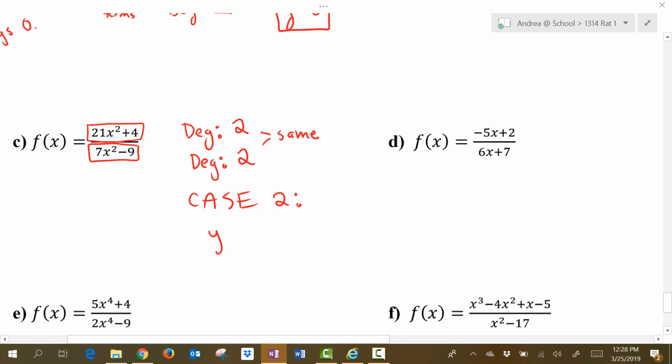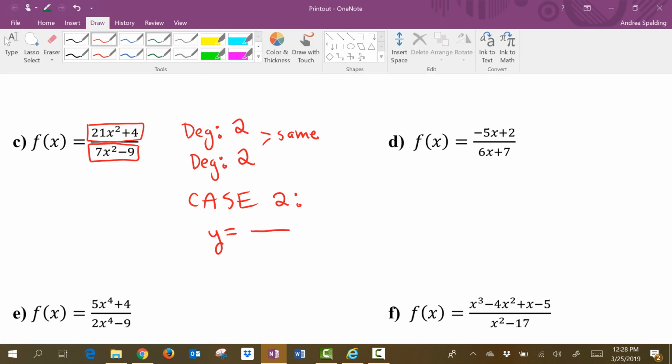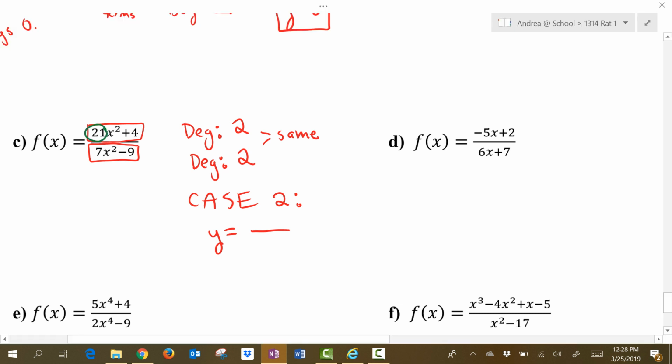In order to determine the horizontal asymptote, you will have y equals, we will form a fraction of the leading coefficients. The leading coefficient in the top is 21. The leading coefficient in the bottom is 7. We always reduce our fractions if possible. 21 divided by 7 is 3. So the horizontal asymptote will be the horizontal dotted line y equals 3.